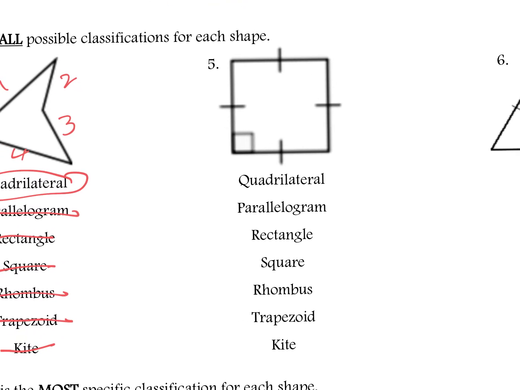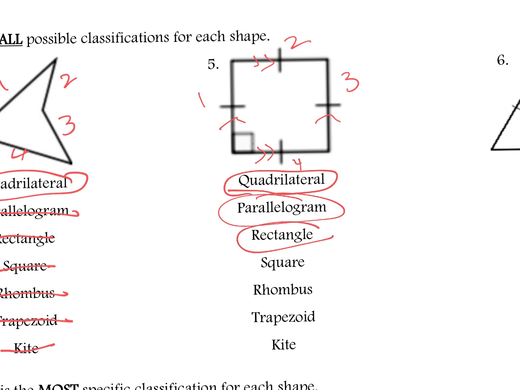So let's look at this one right here. I have 1, 2, 3, 4 sides, so I know it is a quadrilateral. Is it a parallelogram? Opposite sides are congruent, so that means opposite sides are also going to be parallel. So yes, it is a parallelogram. Is it a rectangle? Characteristics for a rectangle are opposite sides are congruent, opposite sides are parallel, and all angles are 90 degrees. So yes, it is a rectangle.